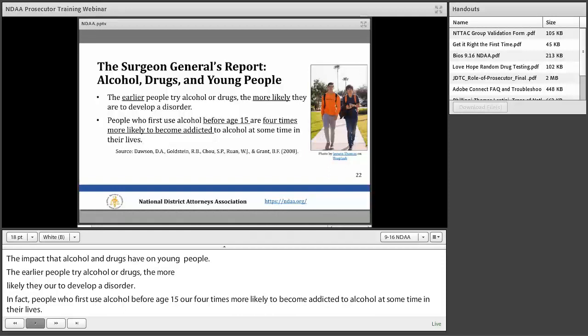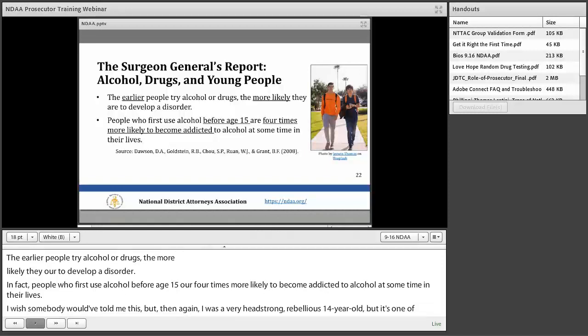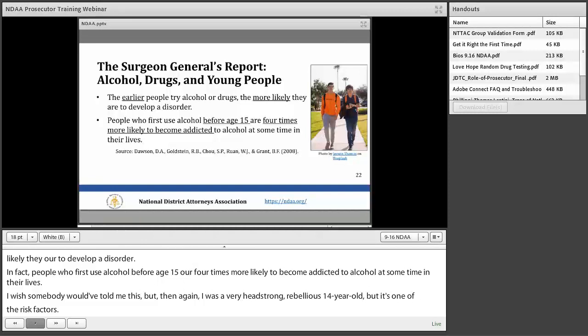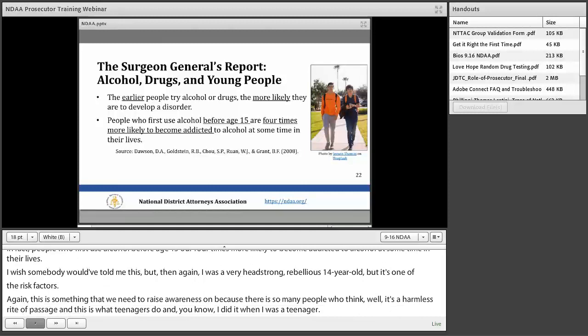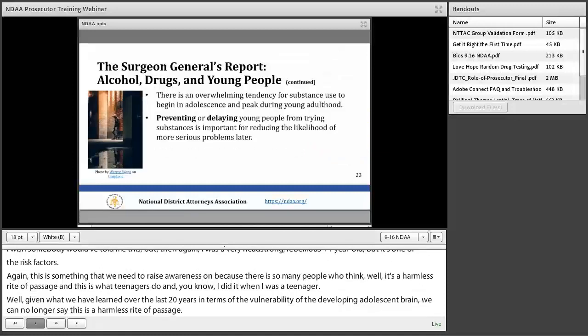And this is something that we need to raise awareness on, because there's so many people who think, well, it's a harmless rite of passage, and this is what teenagers do, and I did it when I was a teenager. Well, given what we've learned over the last 20 years in terms of the vulnerability of the developing adolescent brain, we can no longer say this is a harmless rite of passage. It may be a rite of passage, but it's very harmful, and that message needs to get out.